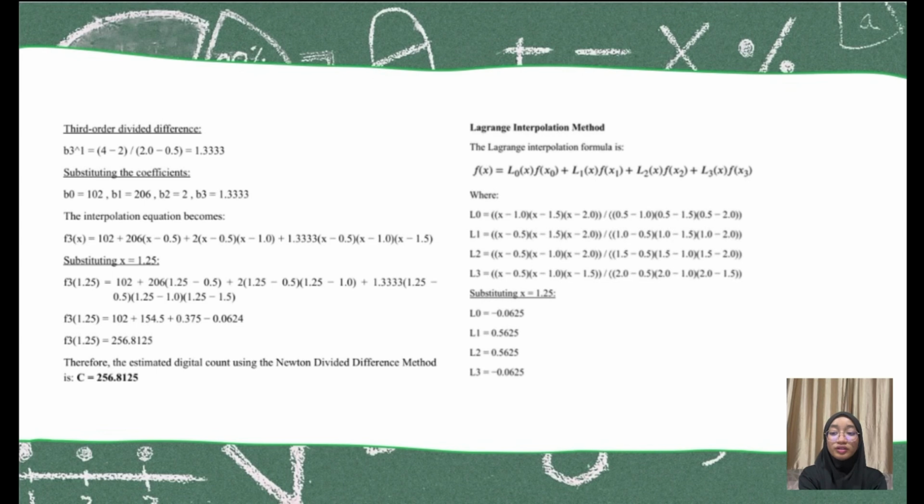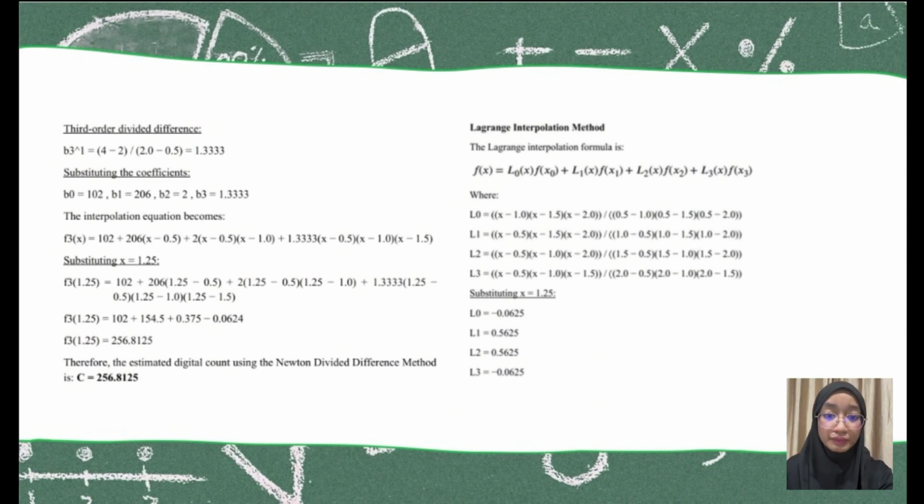Third order divided difference, B3 power of 1, the answer is 1.3333. Substituting the coefficients B0 equal to 102, B1 equal to 206, B2 equal to 2, and B3 equal to 1.3333, the interpolation equation becomes like this slide. Substituting x equal to 1.25, the answer is 256.8125. Therefore, the estimated digital count using the Newton divided difference method is 256.8125.